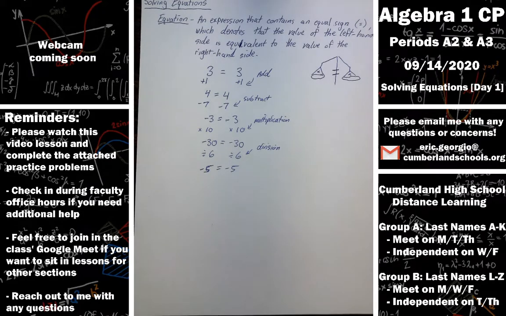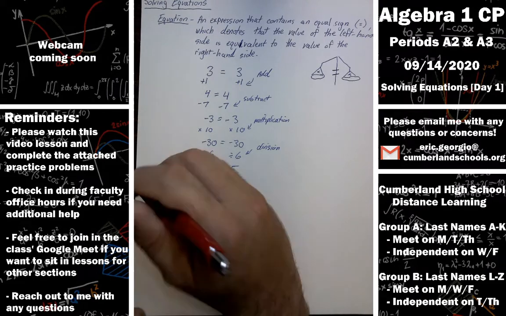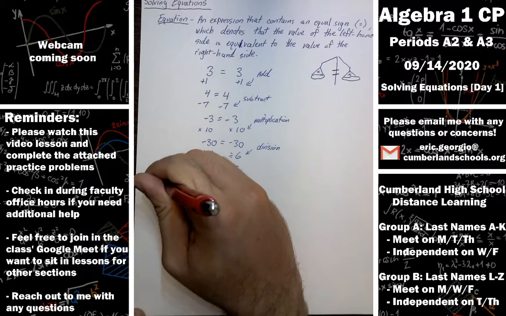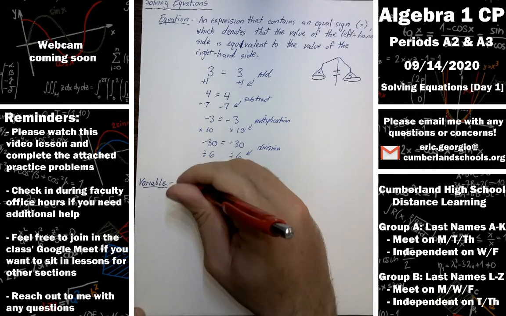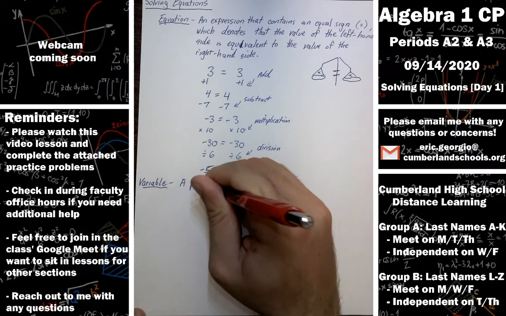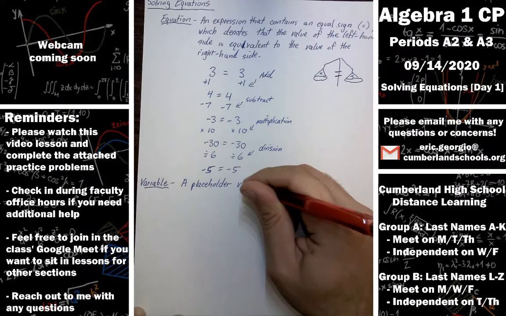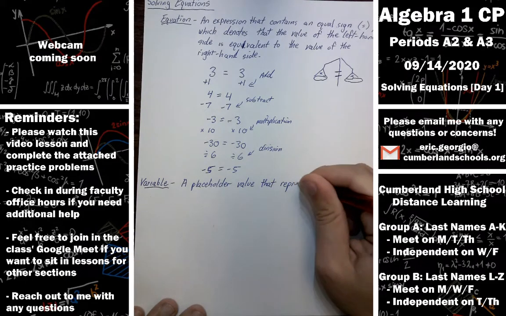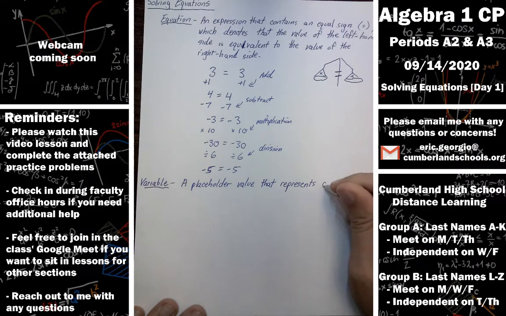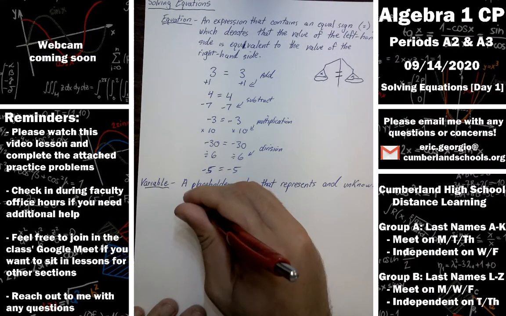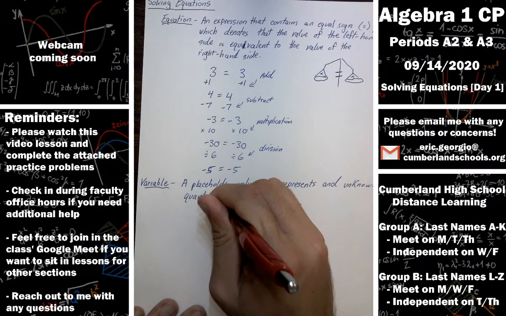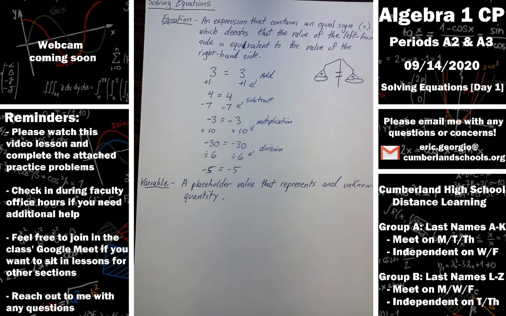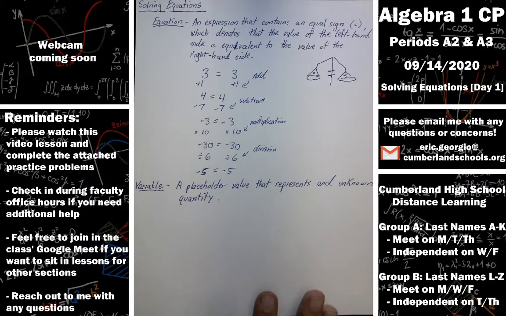Now, that may seem pretty obvious as just working with normal numbers, but what if we start to work with variables? And just as a reminder, a variable is a placeholder value that represents an unknown quantity. Okay? That's what a variable really is. It's a placeholder value that represents an unknown quantity.